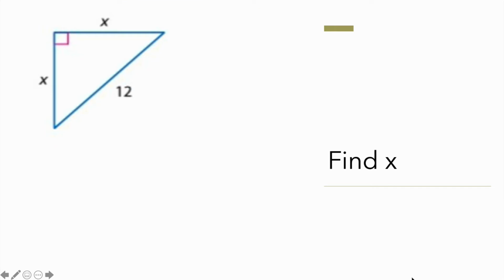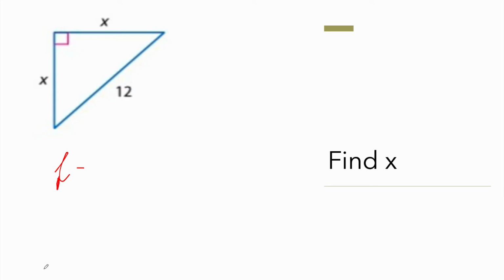Now, the same question can be asked in a different way. In this case, we are given the hypotenuse and we need to find the length. So we can simply use the same rule. The rule will be h. We are looking for the length.